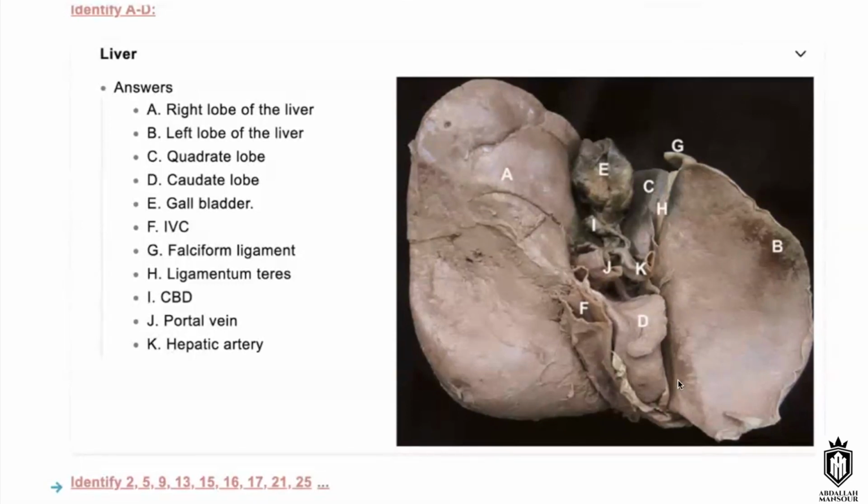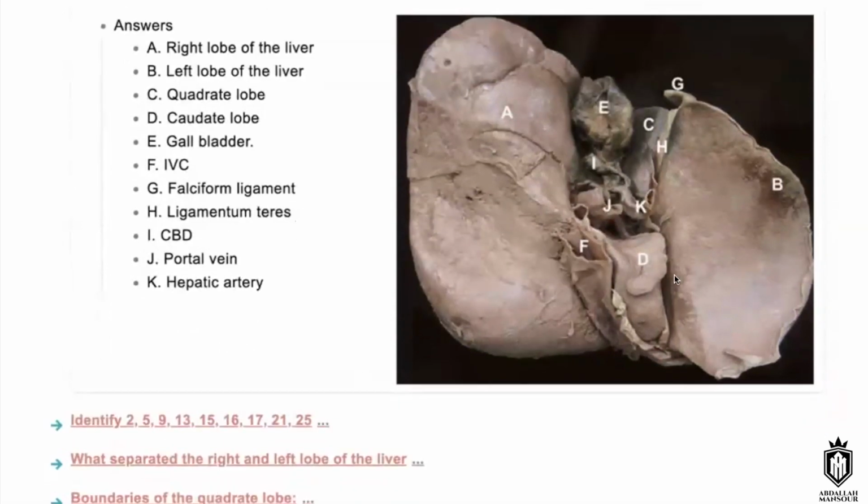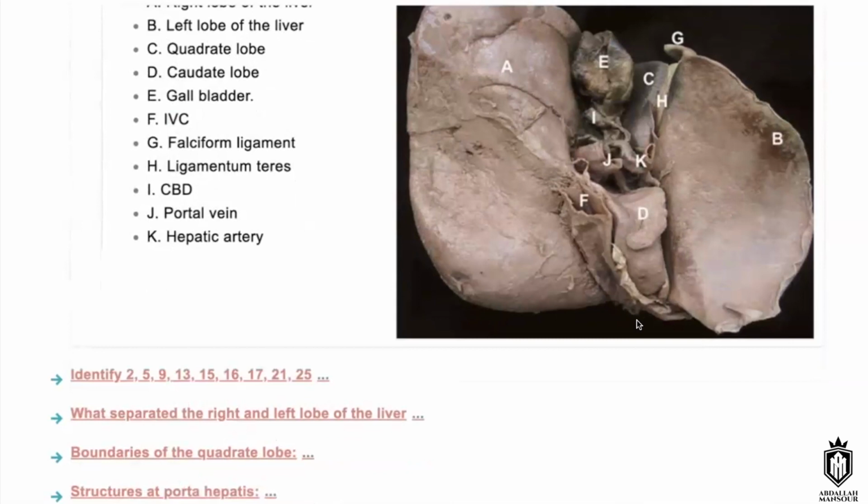Perfect. All right. So that's what I want to hear. So functionally and structurally. Okay. Yeah. Well done. So these are the questions that can be asked. If you keep looking at the diagram, you can get many questions. So basically, this is the inferior border. You can talk about the quadrate lobe and also its relations, and also the caudate lobe and its relations as well, inferior vena cava, etc. So just take a minute to look at it.